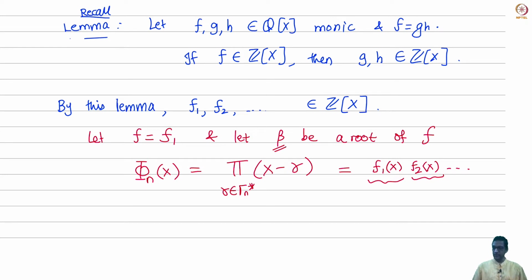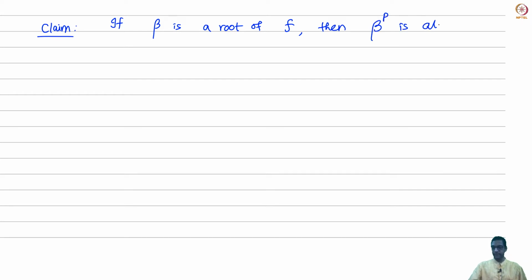So I picked one root. Let me not call this a single beta here, and instead make a more precise claim. Proposition: if beta is a root of f, then beta to the power p is also a root of f, for all primes p which don't divide n. That's our claim, so let's prove this.